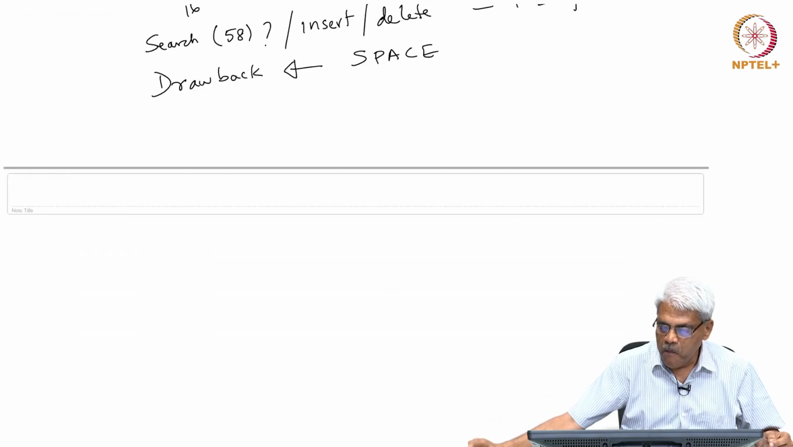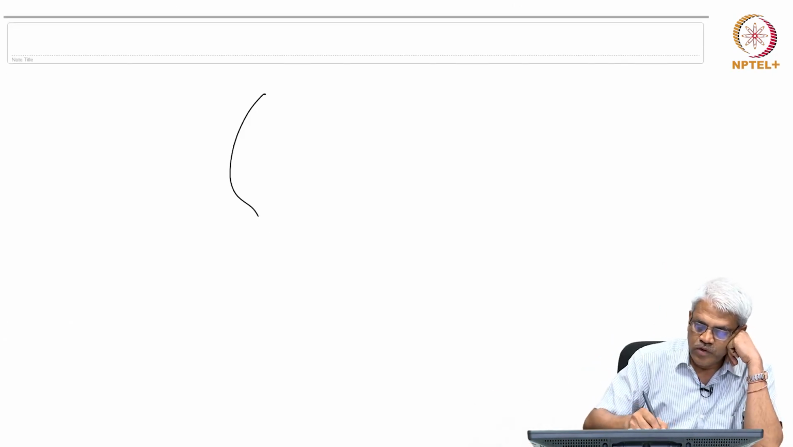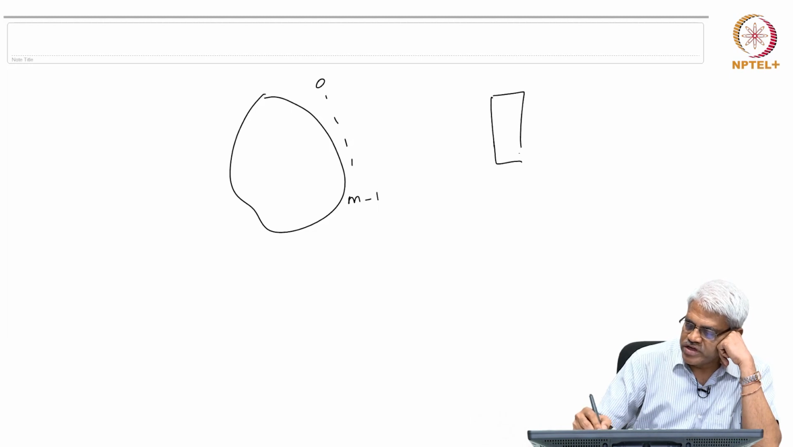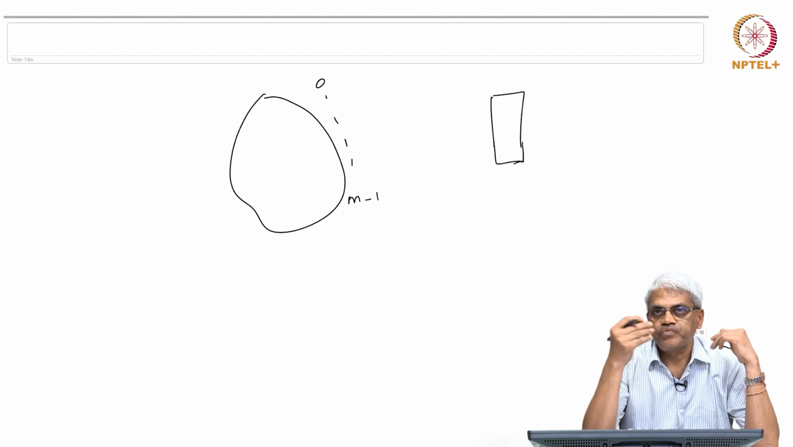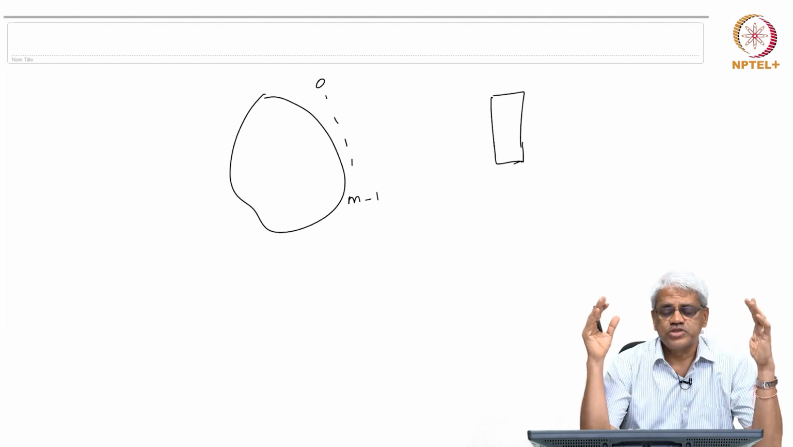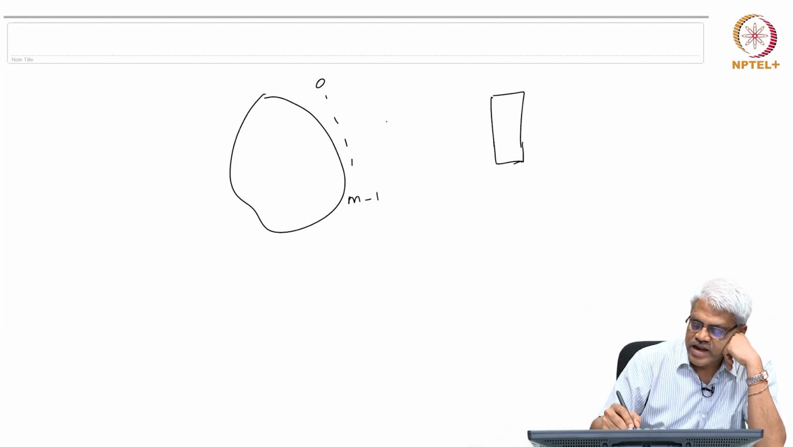So what we'll do is this: your domain is 0 to m minus 1. I want to store it in a small table. I am not going to give you that much space, because you are saying it's an n element set, n is much smaller than m. So maybe what we will do is I will create a function f, and that function is called a hash function.